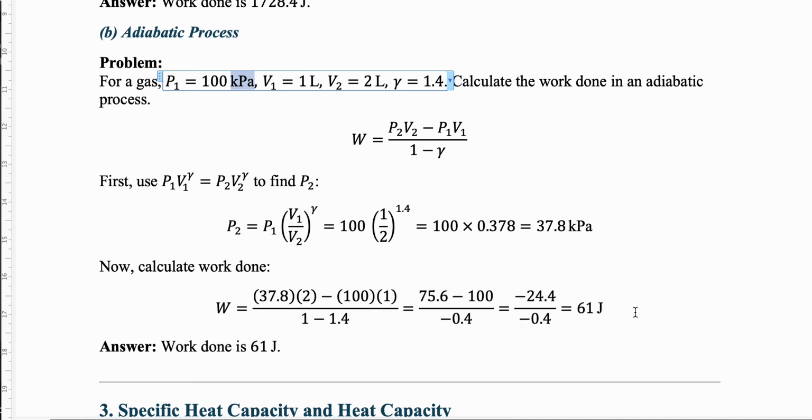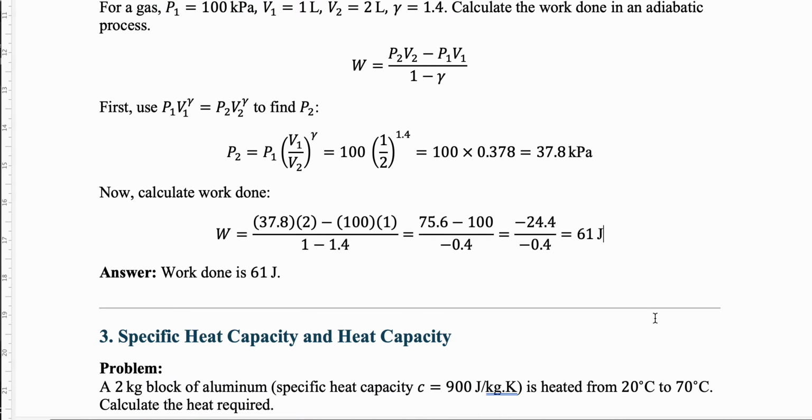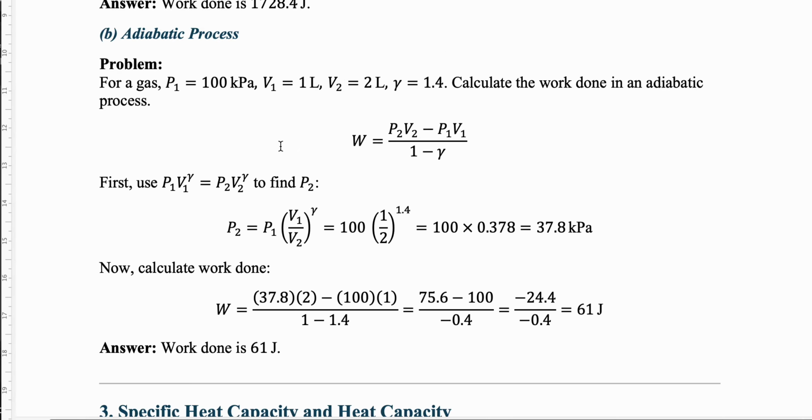So this is 61 joule. So work done is 61 joule. That means the work is done by the system, because it is positive. If it was negative, work was done on the system. So these things also we have to look into. This is an adiabatic expansion, because you can see that your volume 1 was 1 liter, it became 2 liter.